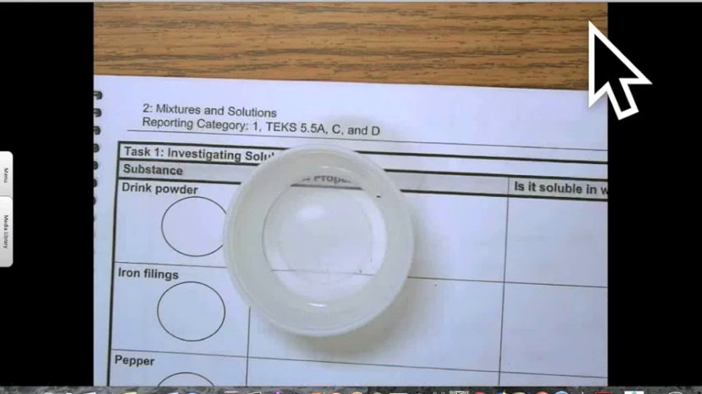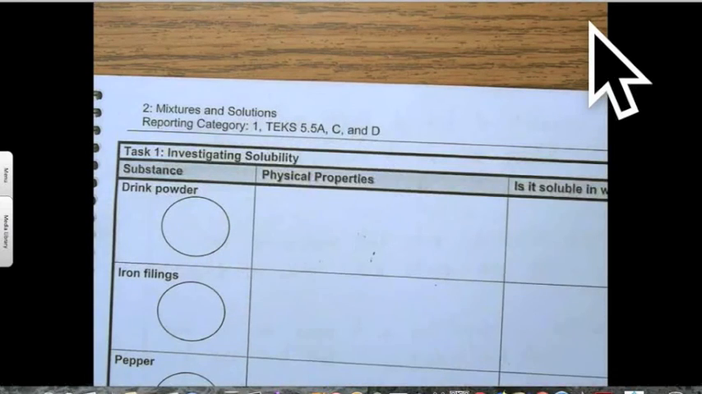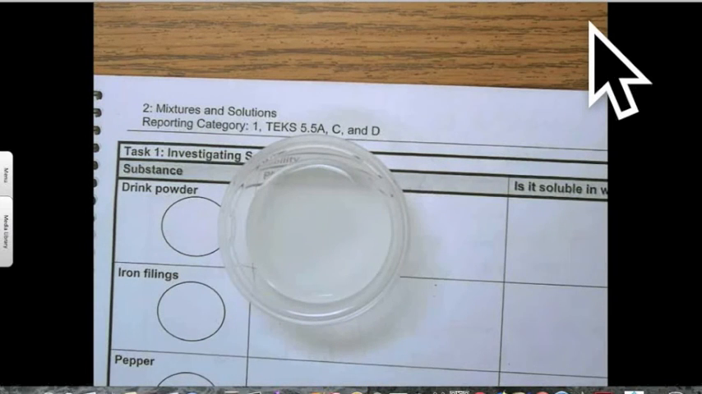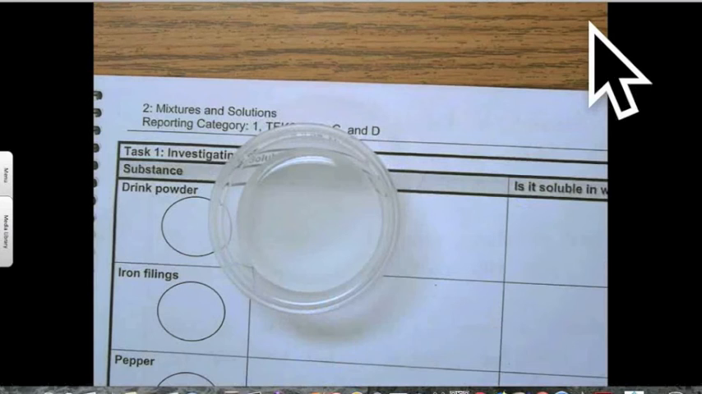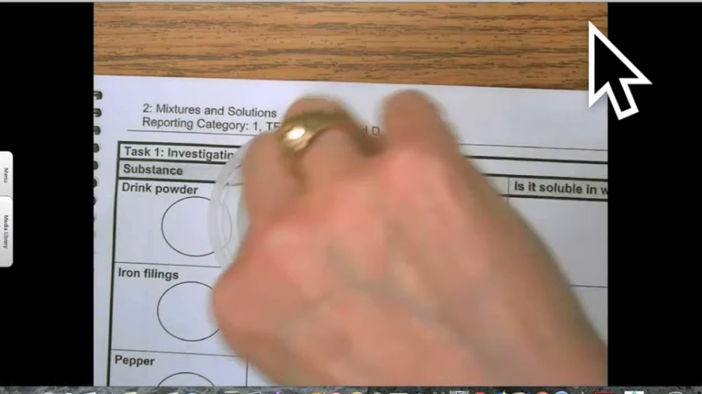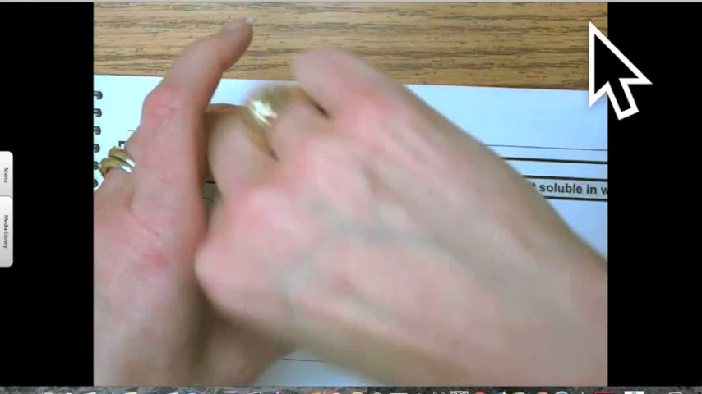Sugar. The sugar has completely dissolved now, so there was a physical property change. And then salt. Most of the salt has dissolved, so there was a physical change. If I kept stirring, all of the salt would dissolve.